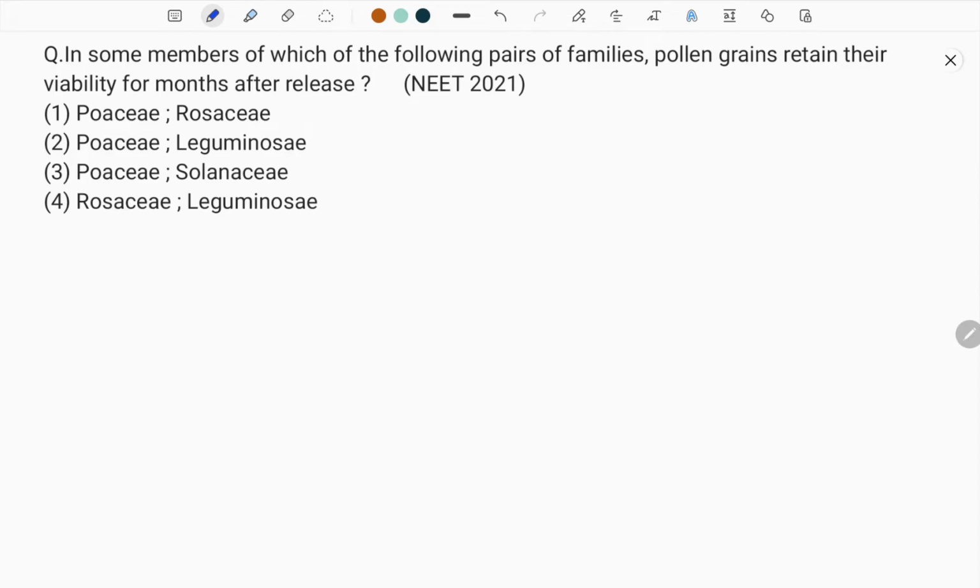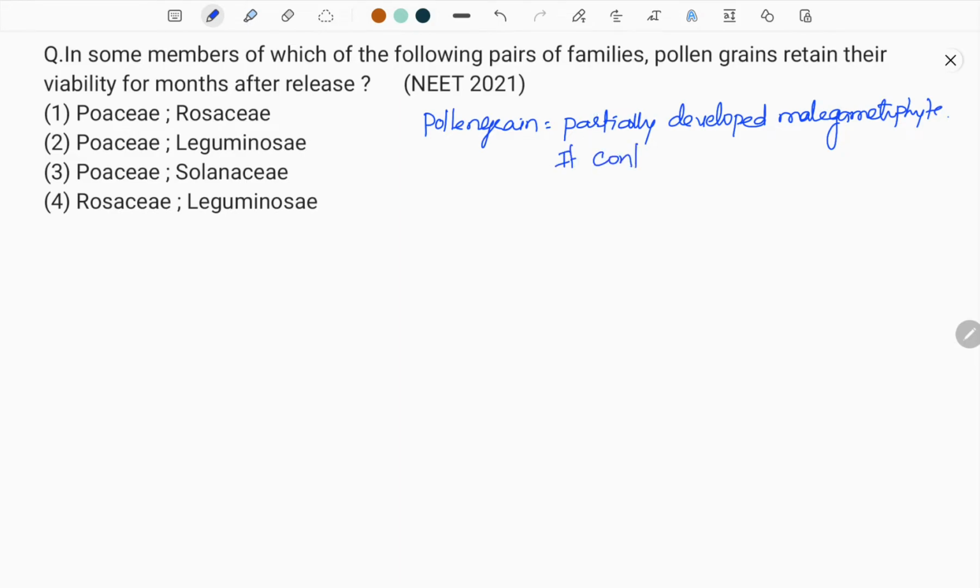We know that a pollen grain is a partially developed male gametophyte. Male gametophyte means it will develop the male gametes. It contains male gametes that are responsible for fertilization.